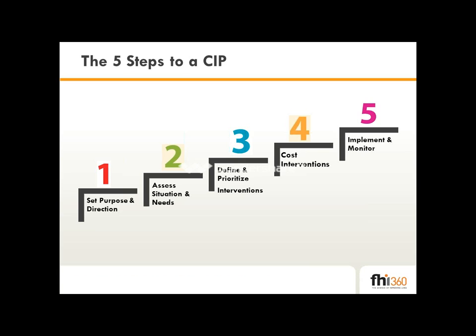The 5 steps include first, seeking to set the purpose and direction of the CIP. Then step 2, assessing the situation and needs for the program. Then based on a clear understanding of the situation and needs, you will proceed to step 3 to define and prioritize interventions. Here in step 3 is where discussions regarding which innovations to scale up come into play. Then step 4 includes costing of the interventions that have been prioritized. Then finally step 5 is implementation and monitoring.